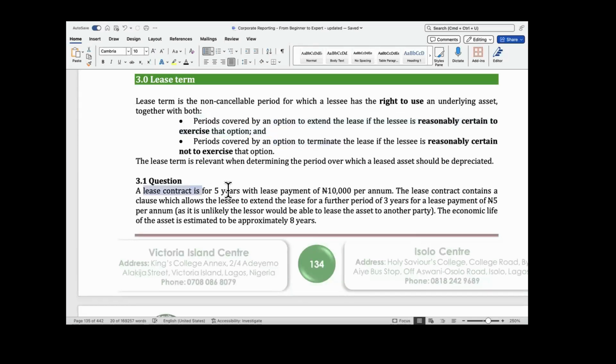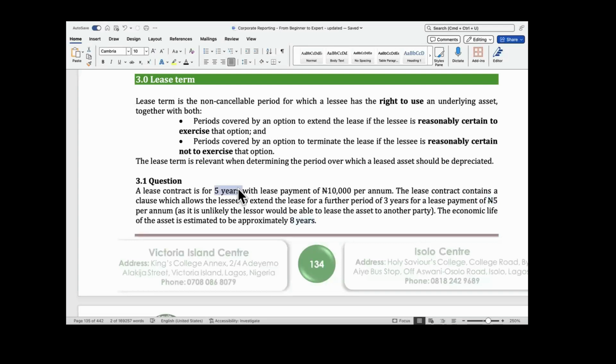It's just like this. A lease contract is for 5 years. Lease payment is 10,000 naira per annum. We're now told that the lease contract contains a clause which allows the lessee to extend for another 3 years for a lease payment of 5 naira per annum. It is unlikely that the lessor will be able to lease the asset to another party. The economic life is expected to be 8 years. You will see that the non-cancelable period or the lease term was originally 5 years.